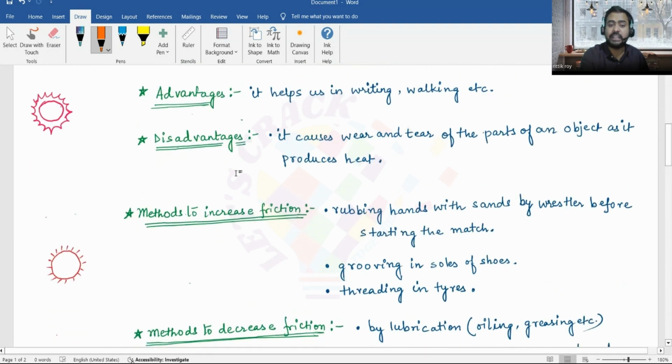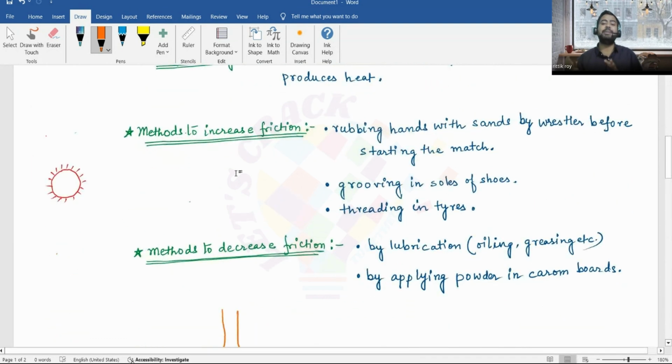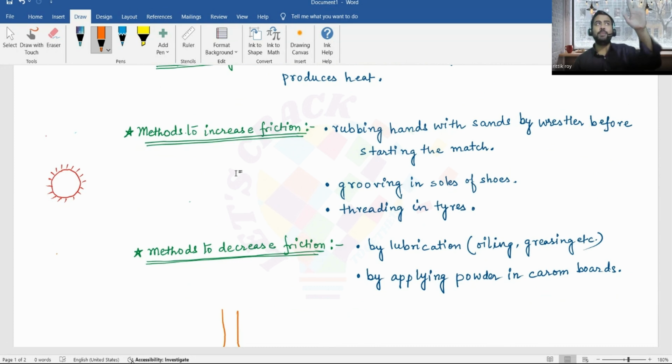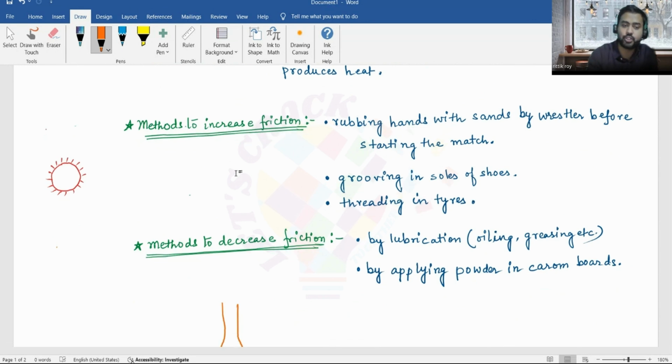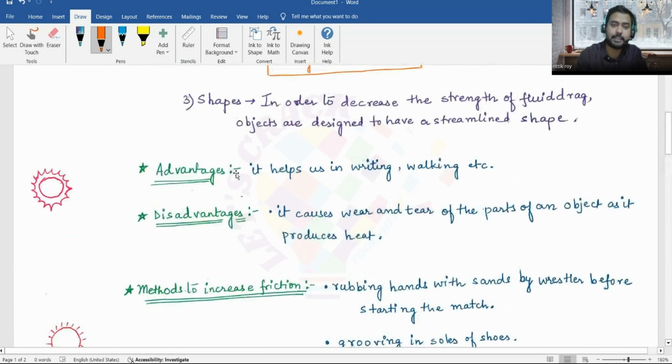Next comes methods to increase friction. One method is wrestlers rubbing their hands with sand before starting the match. It will increase their friction so that they won't slide down. Grooves in the soles of shoes and threading in tires are also methods of increasing friction. You may see that if your hands get wet while you are climbing a mountain, you may slide down, because wet hands are very smooth, decreasing the area of contact. And methods to decrease friction are lubrication, that is oiling, greasing, painting, and applying powder on carom boards. So these are the different methods to increase and decrease friction.